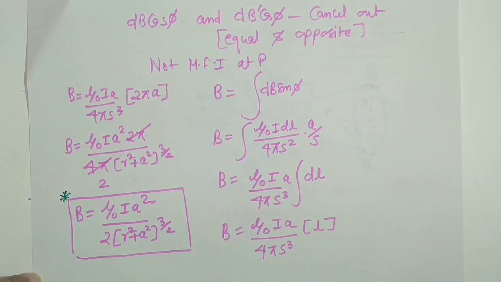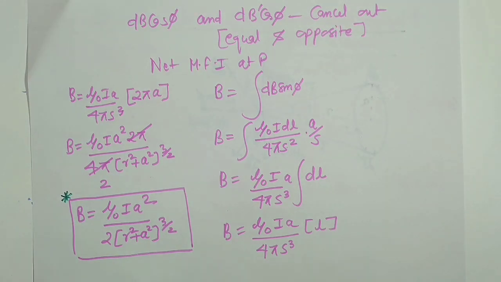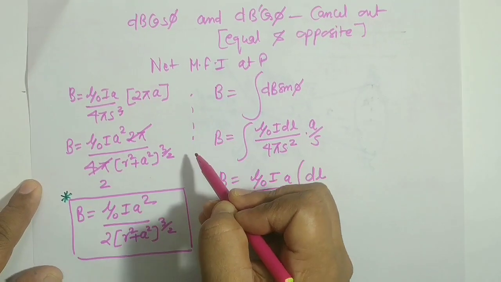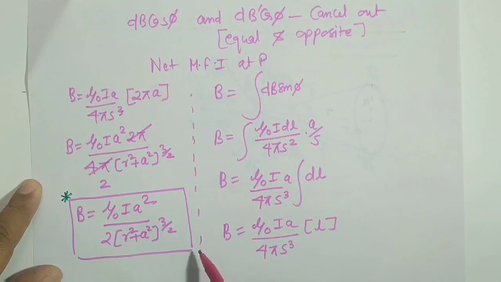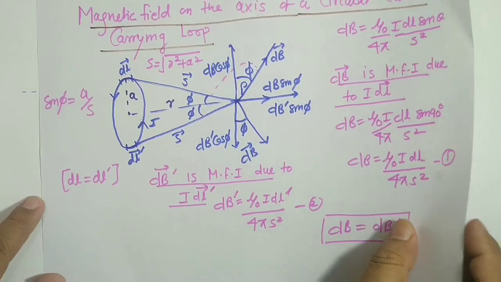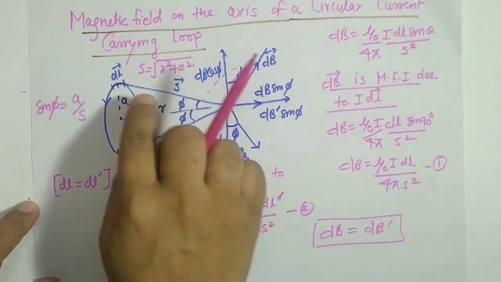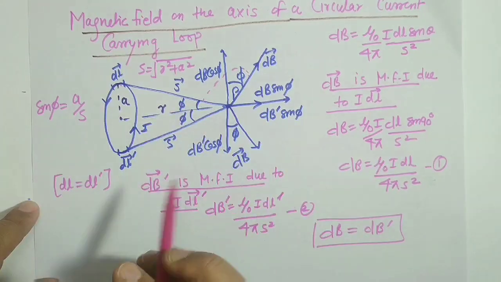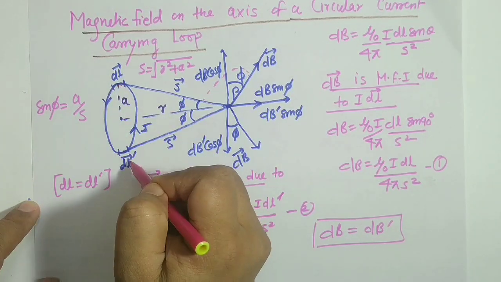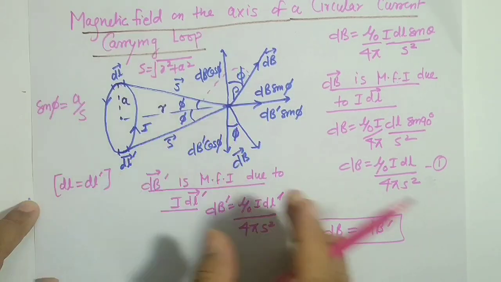B equals mu naught I A square by 2 times (R square plus A square) to the power 3 by 2. I think you remember you calculated electric field intensity due to a circular coil on axis. It is just like that. There was dq charge on both the sides, but here we have dl length.